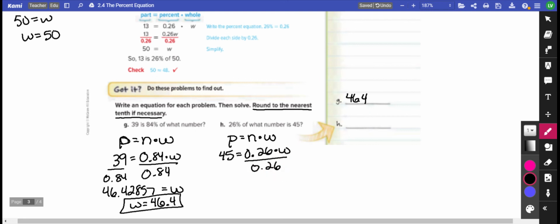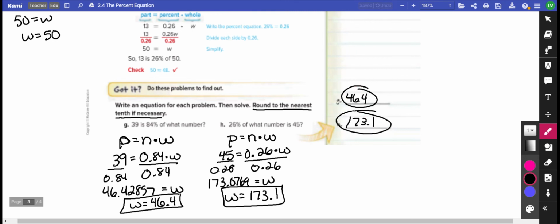So I'm going to divide both sides by 0.26. And I'm going to solve 45 divided by 0.26 gives me 173.0769, and it continues from there. So I'm going to round to the nearest tenth. W equals 173.1. 173.1. Let's continue.